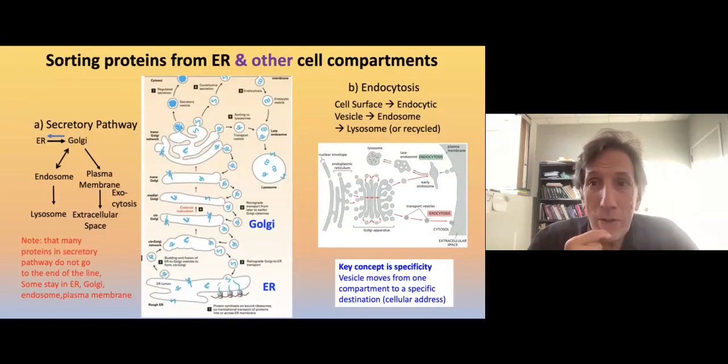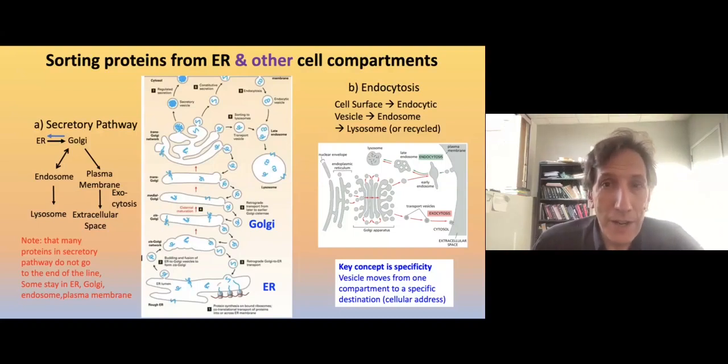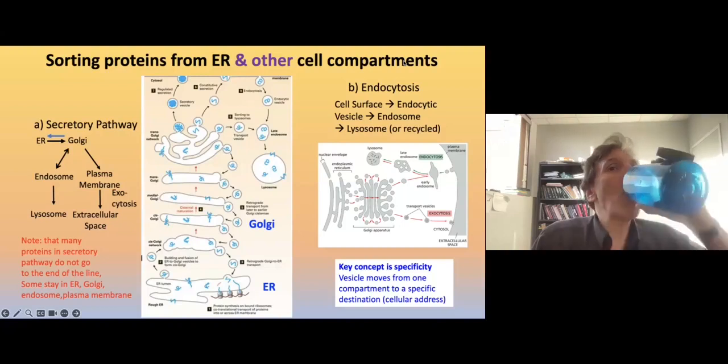So we want to move now to a new topic, and that topic is the way proteins move from the ER to these other targets. And that's called the secretory pathway. And while we're at it, we're going to talk about the way proteins move from the plasma membrane or from outside the cell into the cell. And that's called the endocytic pathway.